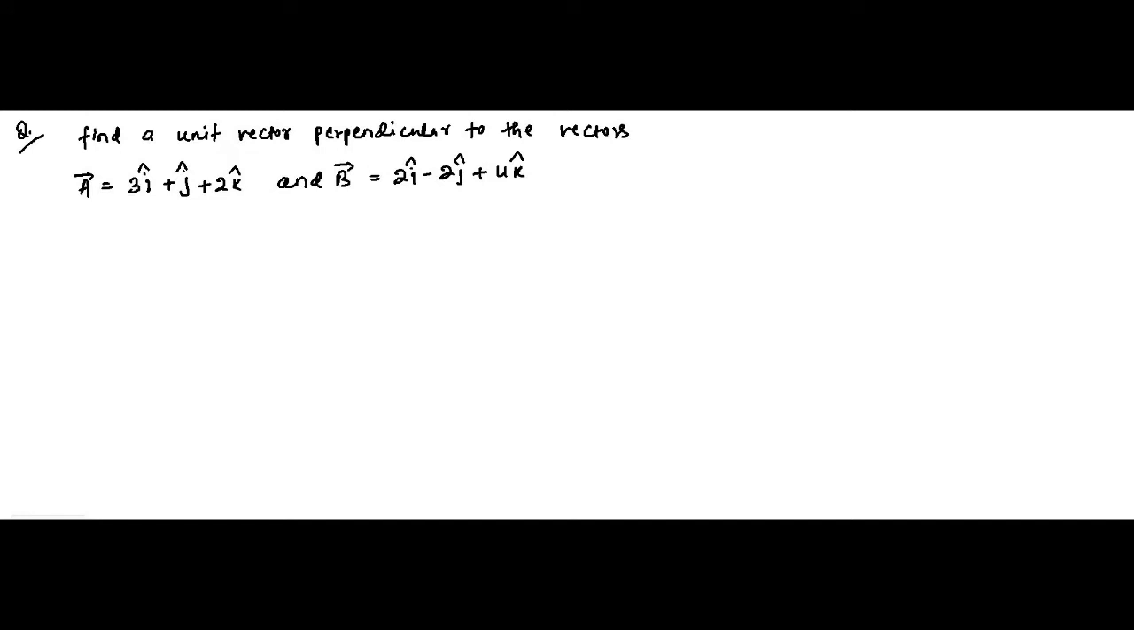So here we'll be discussing another interesting question on the concept of vectors. The question is: find a unit vector which is perpendicular to the vectors A vector given as 3i cap plus j cap plus 2k cap and B vector given as 2i cap minus 2j cap plus 4k cap. This is the question.